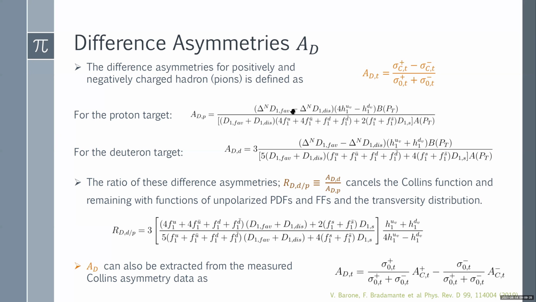We can see that in both expressions we have this Collins functions dependence over here, which is the same in both expressions. So if we take the ratio of this difference asymmetry, it cancels out the Collins fragmentation functions dependence, and it just has the dependence on the PDFs, the fragmentation functions, and the transversity distribution, which we can see in this expression over here. This difference asymmetry can also be extracted from the measured Collins asymmetry data and from the unpolarized cross section as well, through this expression over here.